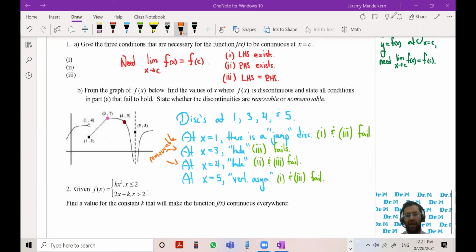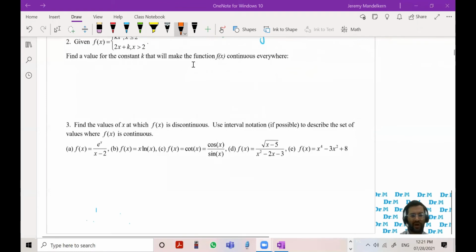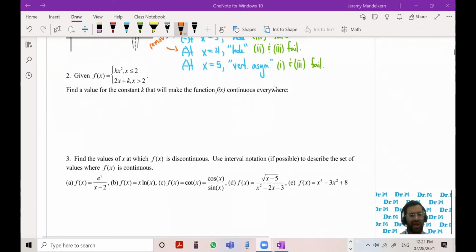Let's go ahead now and push on. So we want to look at the next problem, number 2. We're given a piecewise defined function, and we want to find the value for the constant k that will make the function f of x continuous everywhere. To be continuous at x equal to any value c, we need the limit and the function value at c to be the same.